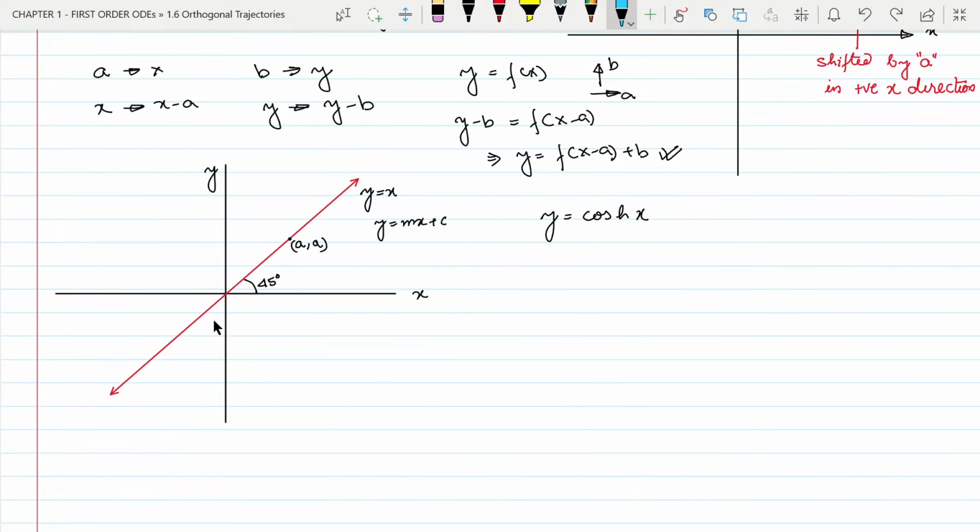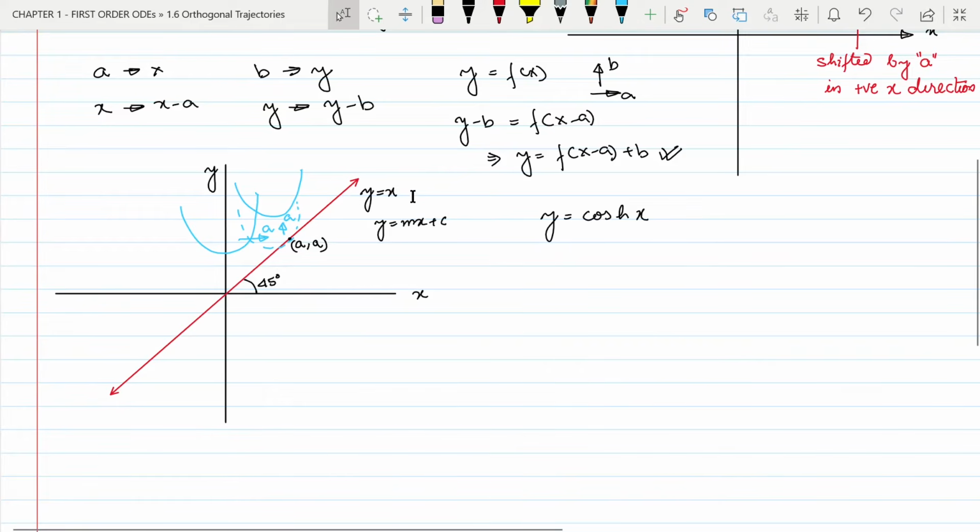So the graph of cosh x is something like this, and shifting or translating it in the y equal to x direction means shifting it a amount in the x direction and a amount in the y direction, because that is the direction of the straight line y equal to x. So it will be shifted first a amount in the x direction, then shifted above in the y direction by a amount. So the final graph will be something like this.